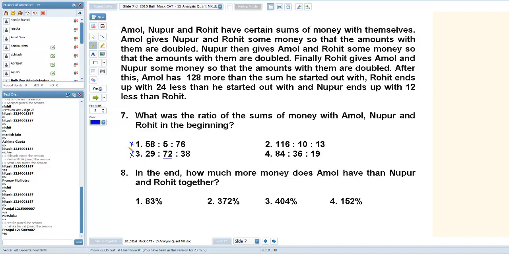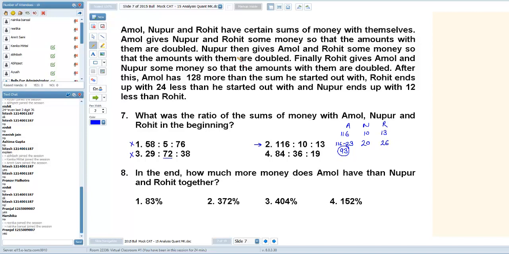Okay, now let's come to the second option, which again is not the answer. If I take this, initially they have 116, 10 and 13 rupees with them. Now Amol is doubling their money. It means 20 here, 26 here. It means Amol is giving 23 rupees to Nupur and Rohit. So Amol has 116 minus 23 rupees, which comes out to be 93 rupees.